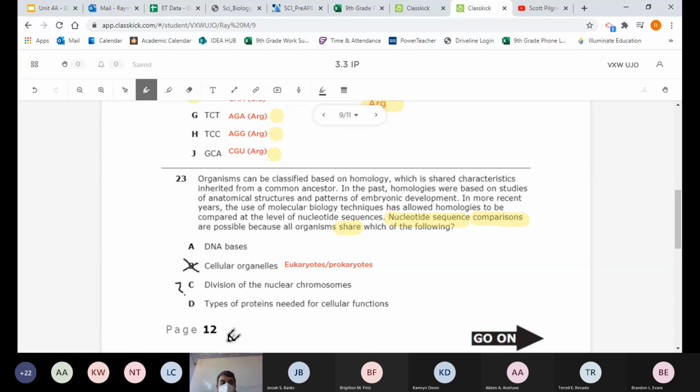Types of proteins needed for cellular functions. Now, it makes sense that if we're talking about all life, right, we're going to be talking about a bunch of different proteins. So that's not necessarily something that's going to be shared across all life, right? All life are going to probably have different proteins. So they're not going to be the same proteins. So the reason we can do comparisons are because all things that are alive are going to have the same DNA bases, right? A, T, C, and G are common to all living things.